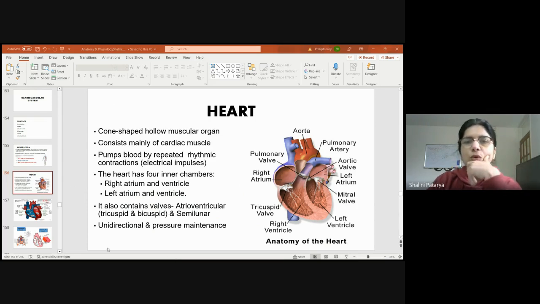Now this diagram is a little bit complicated to understand, so just understand the names as of now. Here all the less oxygenated blood is there. Here some valves are there.